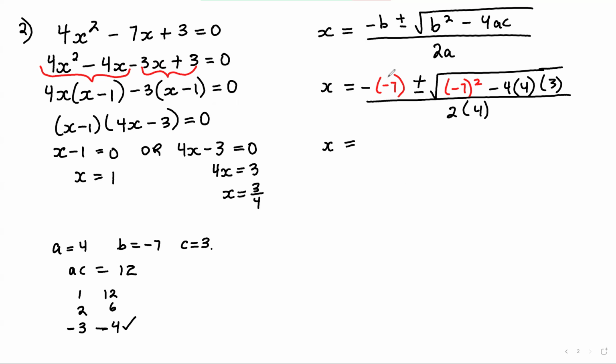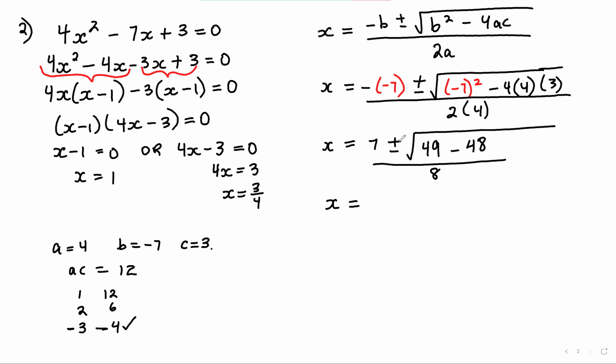So negative minus -7 will just be 7 plus or minus the square root of, well, -7 squared is 49 minus 4 times 4. Well, before I think about the minus sign, 4 times 4 is 16, and 16 times 3 is 48. So the minus 48 all over 2 times 4, which is 8. Right? So then, guys, do you all know why it's plus or minus before the square root sign? Anybody knows why it's plus or minus? Anybody?